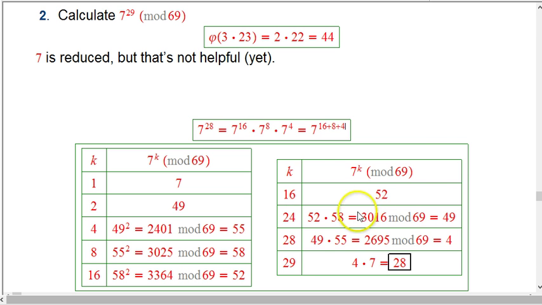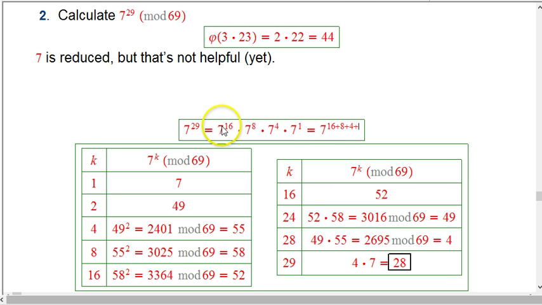Okay, so now I've multiplied in that 49 times the 55 for my building blocks over here. Turns out to be, again, a 4-digit number, mod 69. Turns out to be fairly simple, 4. Okay, so that is 7 to the 28th. That's all of this stuff. So far that's just 4, and now to get all the way to the 7 to the 29th, I just have to multiply in 1 more power of 7.